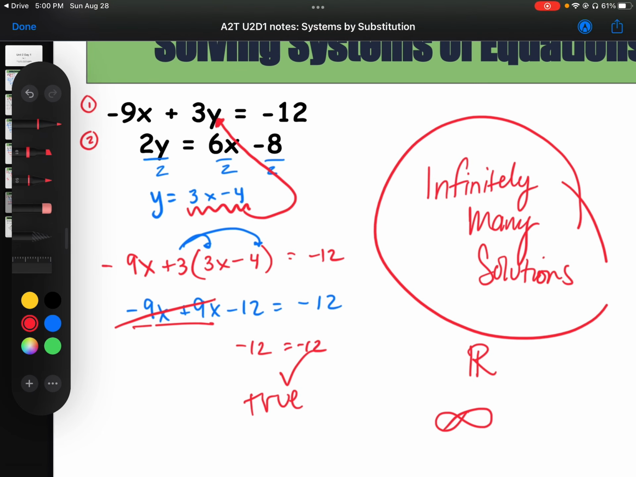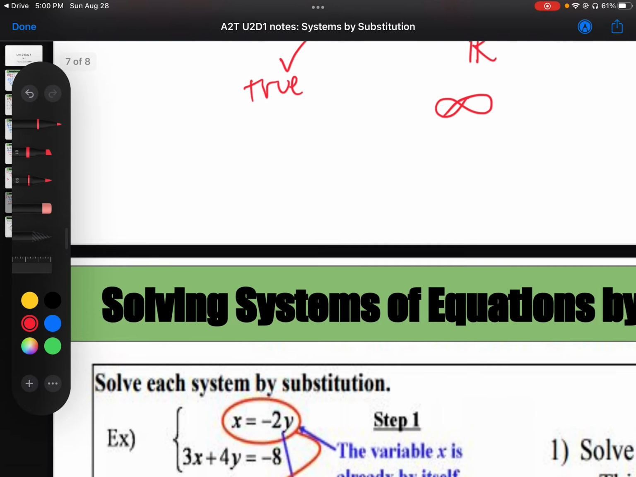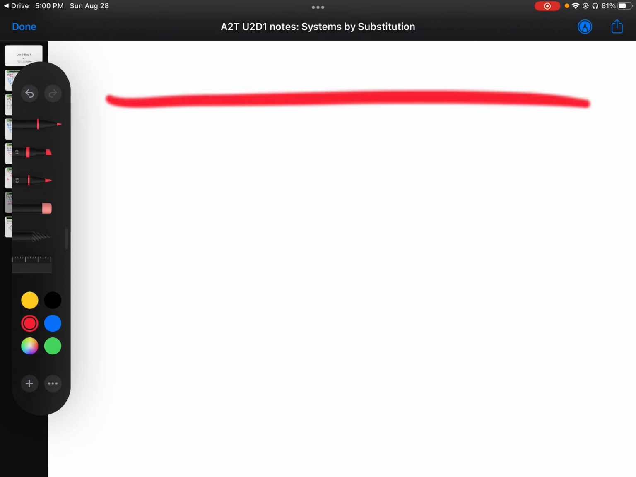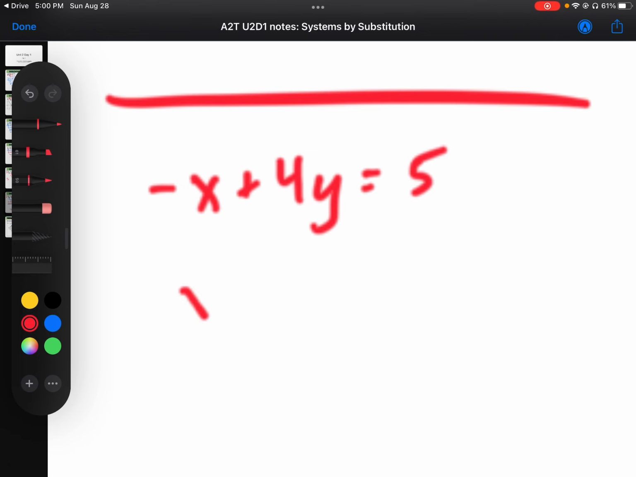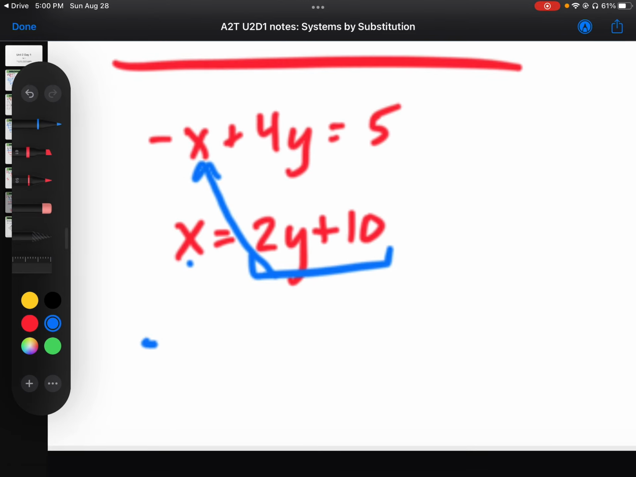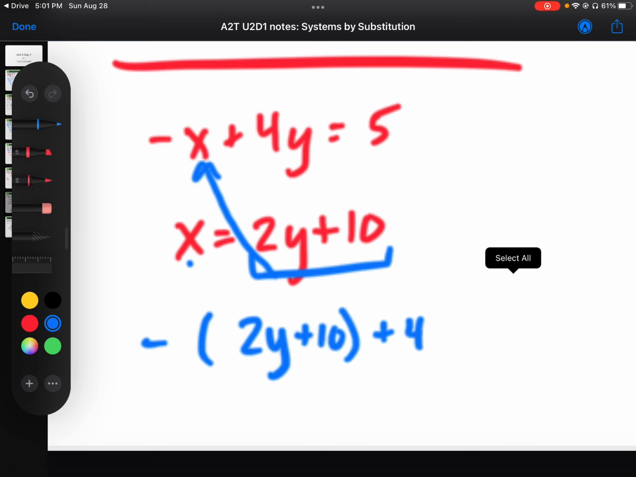One last thing I want to have you note is, it's an example, so I'll zoom in here. So if I had an equation like this, I'm just making this up, and it said negative x plus 4y equals 5, and my other equation said x equals 2y plus 10. So I have x isolated here. We would plug this into this x. I have to keep the negative there and then say 2y plus 10 plus 4y equals 5.